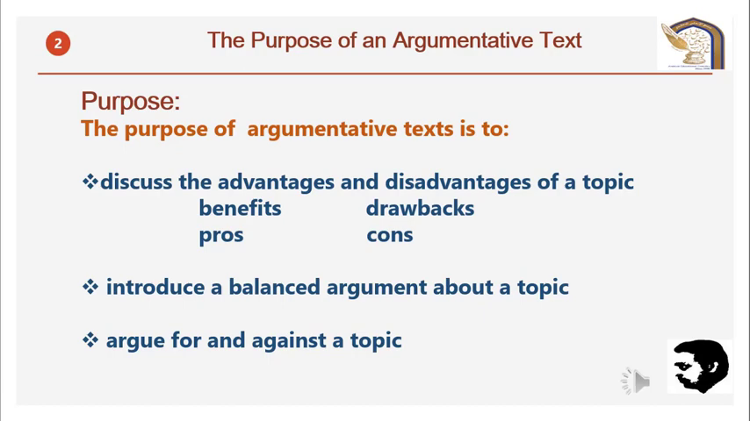The purpose of an argumentative text could be, number 1, to discuss the advantages and disadvantages of a topic. Number 2, to introduce a balanced argument about a topic. Number 3, to argue for and against a topic.